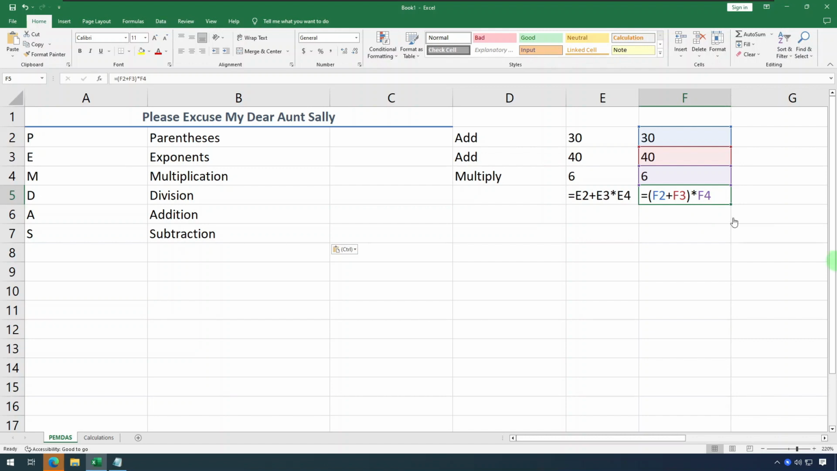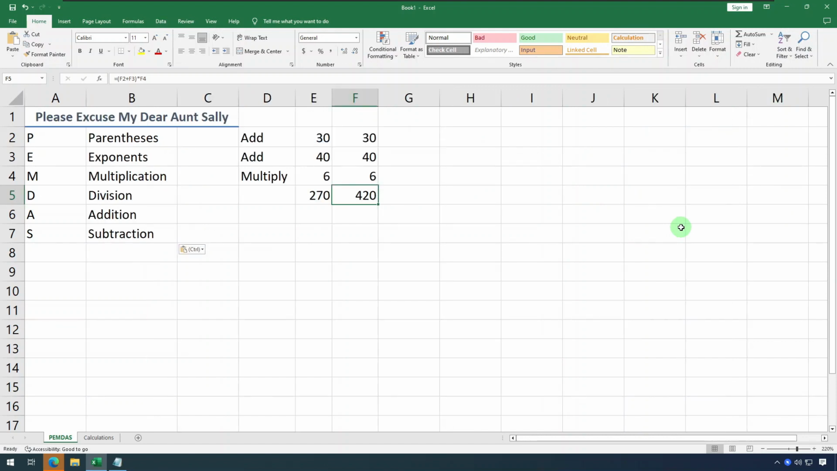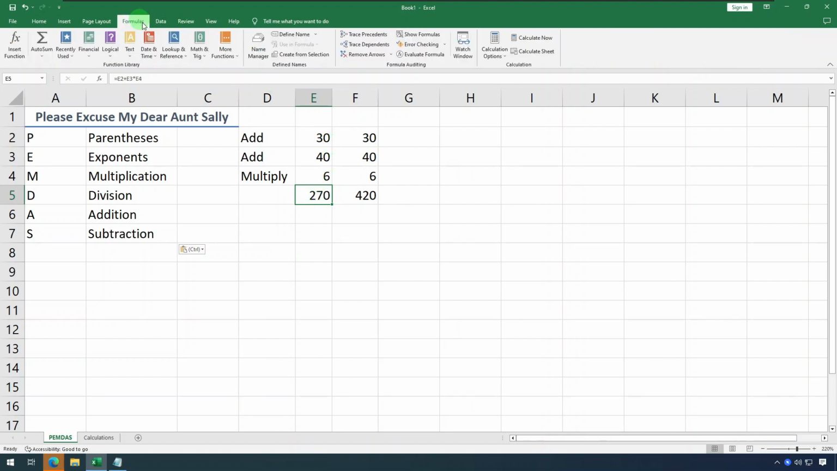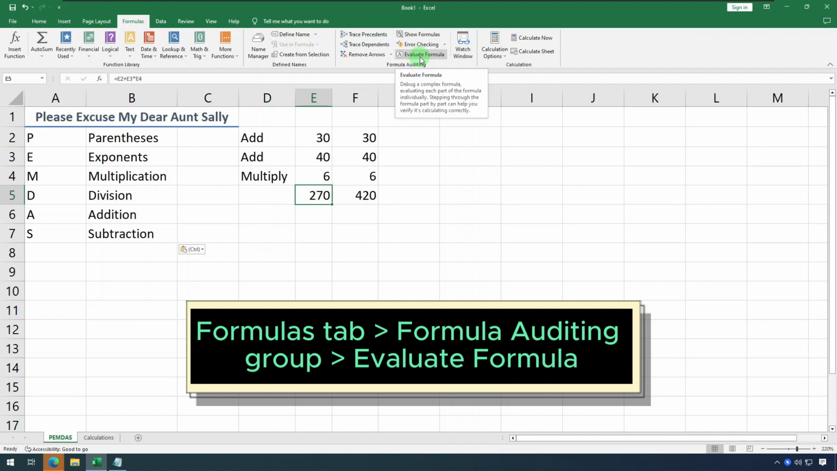So let's look at the results of these formulas. Now, we have different values even though they're similar in their construction, the only thing different being the parentheses. So we're first going to go through the formula without parentheses. I'm going to click on the cell that has 270, and I'm going to go to the Formulas tab and then click on Evaluate Formula.